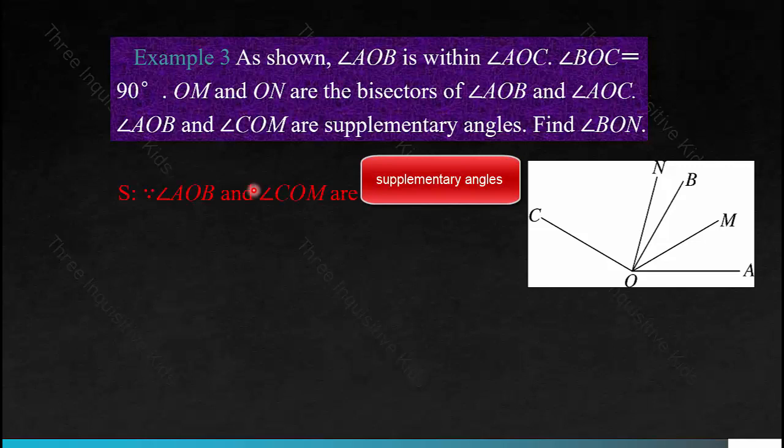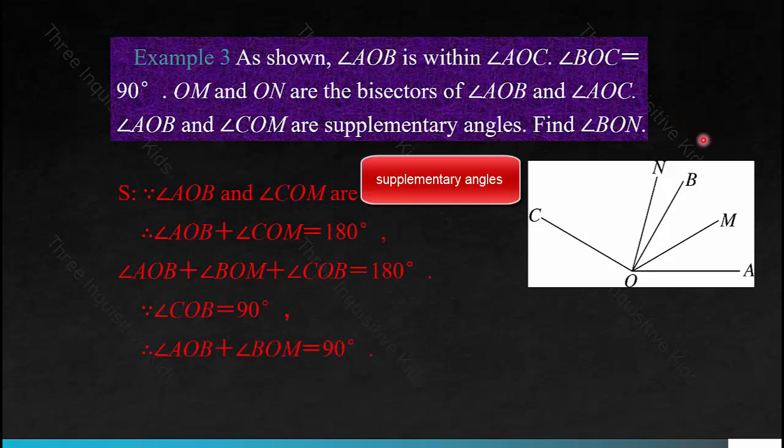We know that AOB and COM are supplementary. Therefore, AOB plus COM is equal to 180 degrees. That's from the definition of supplementary angles, which we also know that angle AOB plus angle BOM plus angle COB is equal to 180 degrees. Because, as you can see here, we can split COM into BOM and COB. And we also know that COB is equal to 90 degrees. That's given in the problem. Therefore, angle AOB plus angle BOM is equal to 90 degrees.